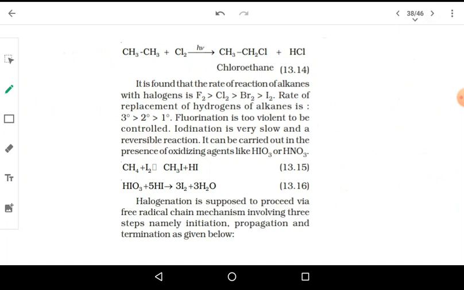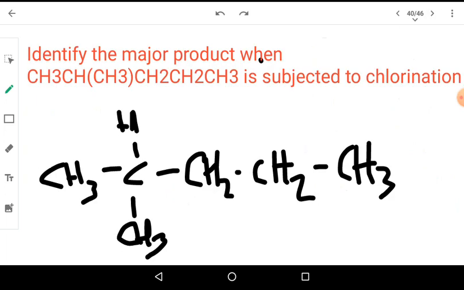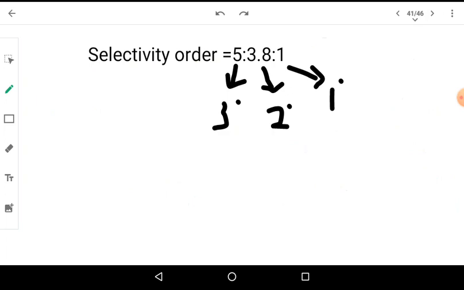Now let us see the priority orders. This is an important concept because if we get a difficult question, this is important. The hydrogen which is present on a primary carbon is known as primary hydrogen. The primary hydrogen has a selectivity value of 1, secondary will have a selectivity value of 3.8 and tertiary is having a selectivity value of 5.